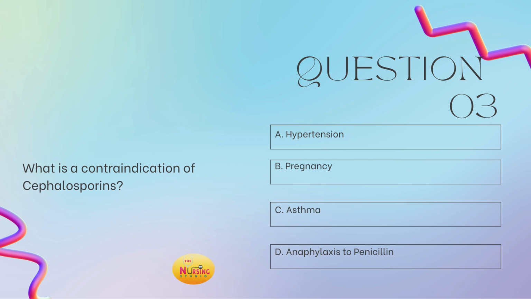Okay, and so this question, the stem is the question. What is a contraindication of cephalosporins? And in this case, the answer is D, anaphylaxis to penicillin. And I'm going to tell you why. If you were thinking pregnancy, pregnancy is not a contraindication of cephalosporins.